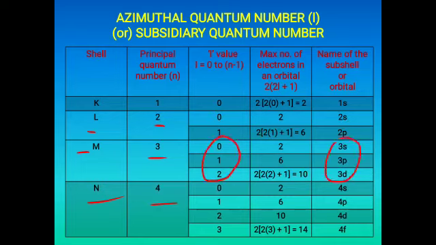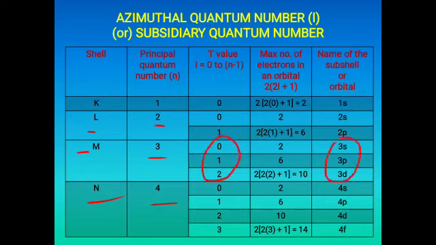Fourth orbit has 4 values 0, 1, 2, 3. For 0 we have represented as 4s, for 1 we have represented as 4p, for 2 we have represented as 4d, and for 3 we have represented as 4f. So based on the L value, we can identify the orbital or subshell. And look at the fourth column, it indicates the maximum number of electrons present in S subshell, P subshell, D subshell, F subshell. How to calculate? By using this formula 2 into (2L plus 1).